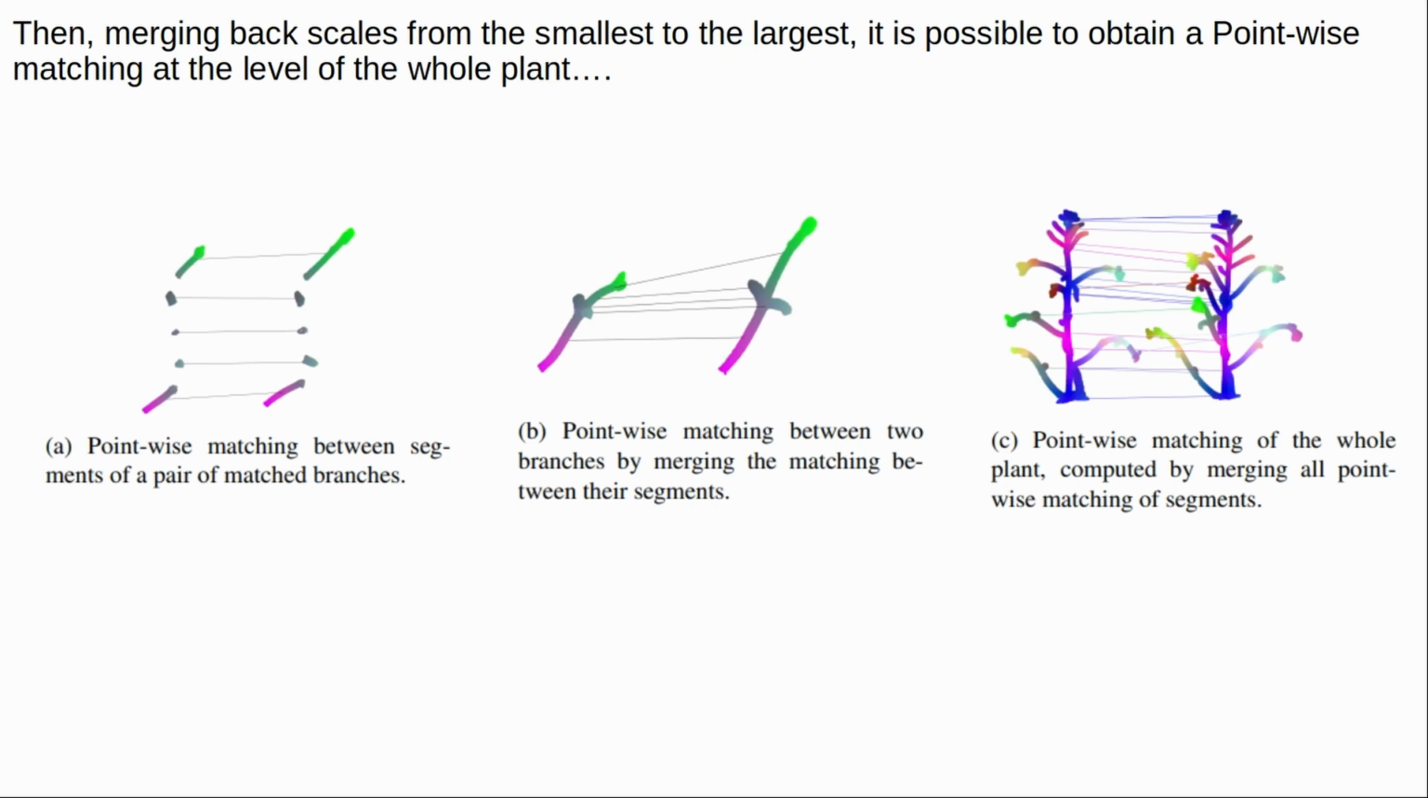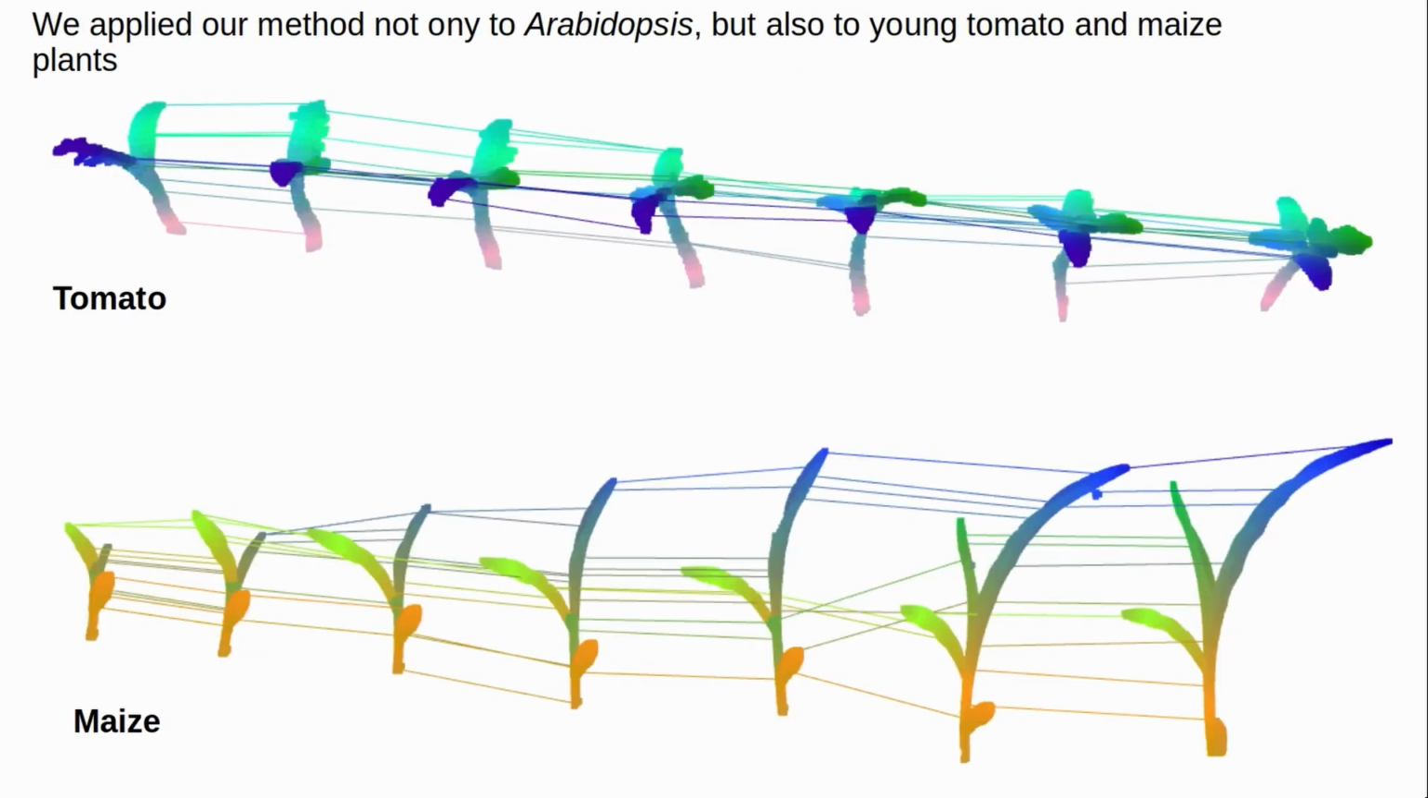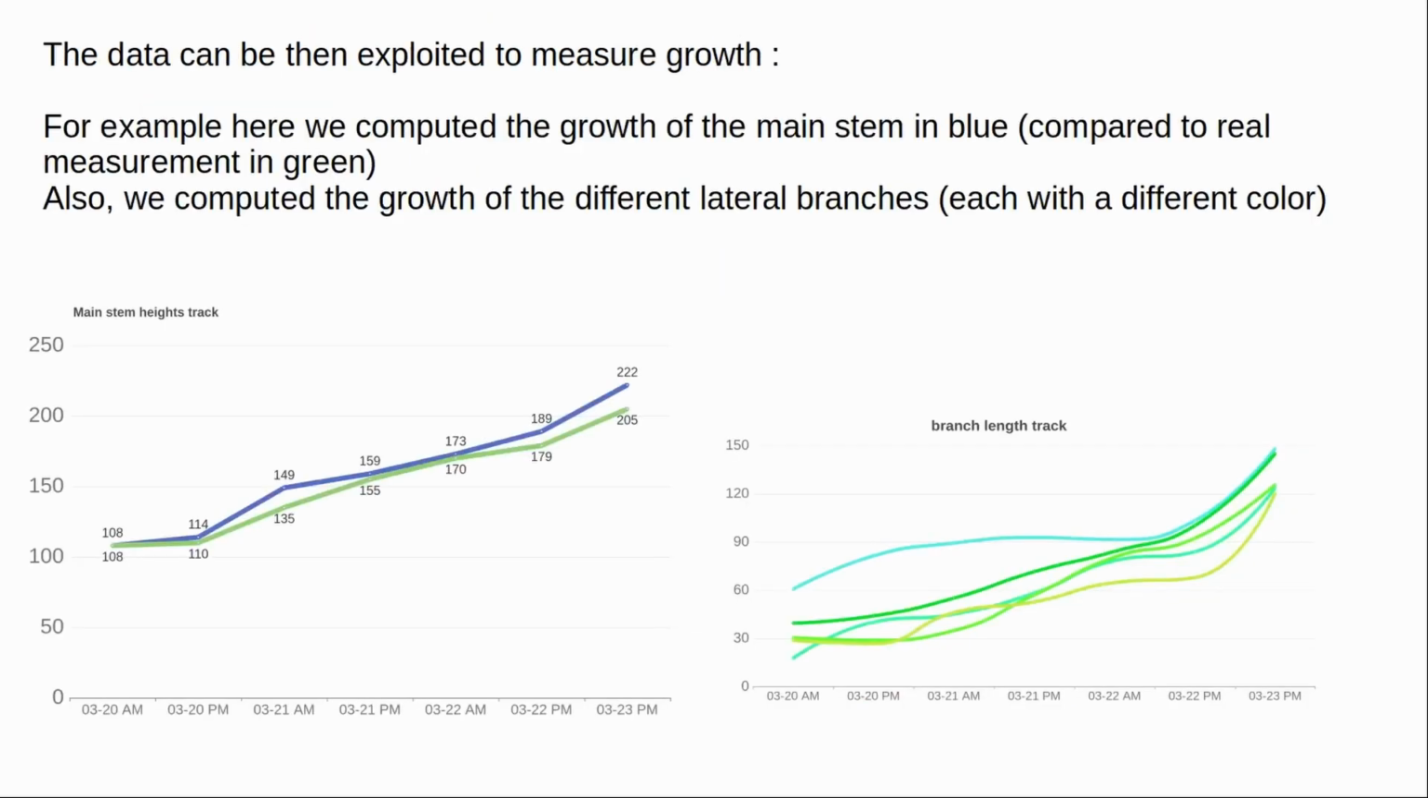Then, merging back scales from the smallest to the largest, it is possible to obtain a pointwise matching at the level of the whole plant, and then for the entire time series. We applied our method not only to Arabidopsis, but also to young tomato and maize plants. The resulting data can then be exploited to measure growth.